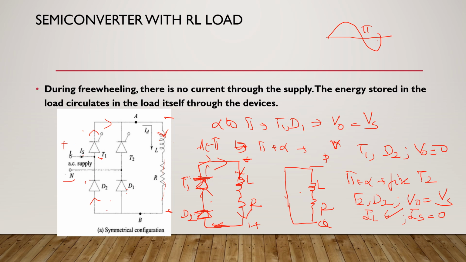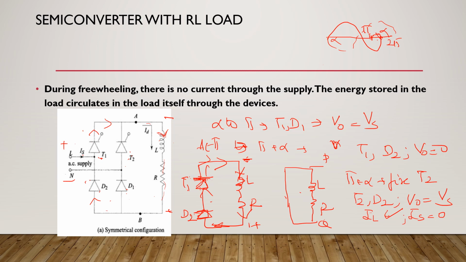The same thing will happen at, so we spoke about alpha, pi, then pi plus alpha, and then at 2 pi. So at 2 pi, what is going to happen? Again, the same thing. T2 and D2 were conducting together. The load was storing energy, but at 2 pi, D2 will turn off and then D1 will come into conduction. So T2 will continue to conduct along with D1. So it is going to be the T2 and D1 combination.